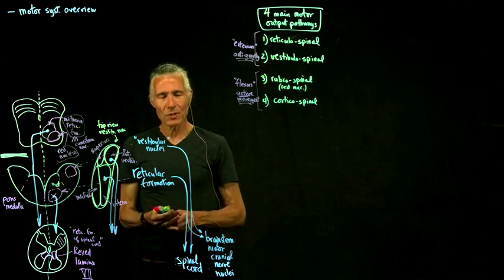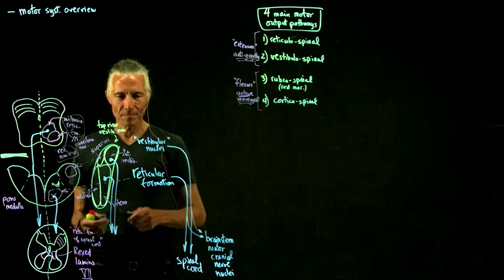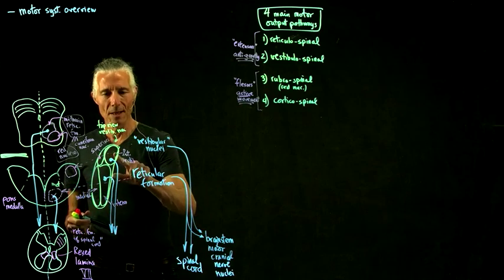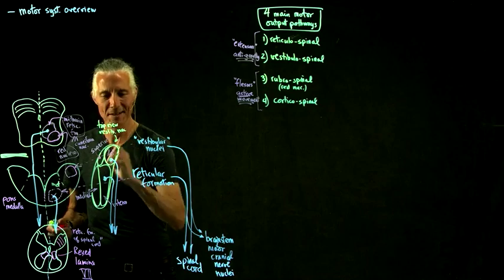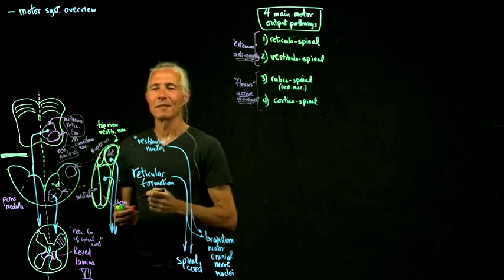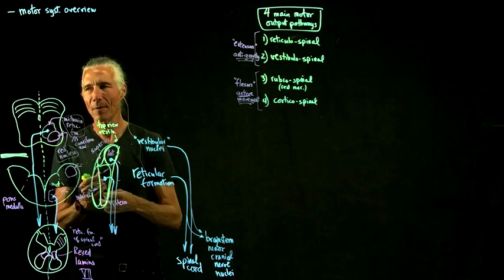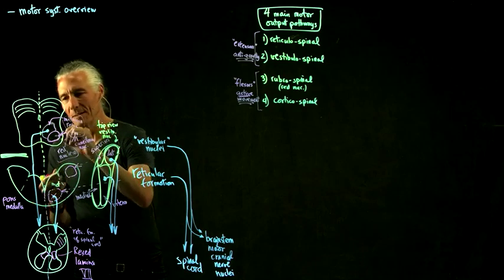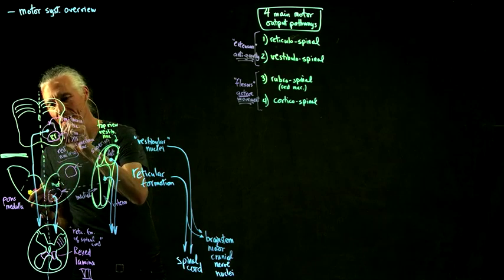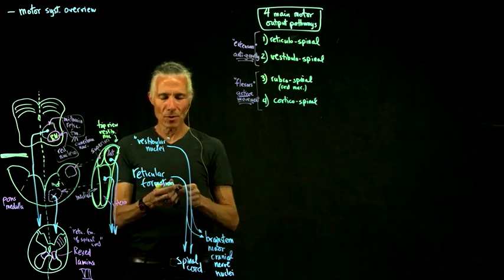Okay, so now let's go up to the original motor cortex. The original motor cortex was the red nucleus. The red nucleus is in the midbrain. It's right here. So this guy is the red nucleus, sometimes just called RN. So that's the original motor cortex.